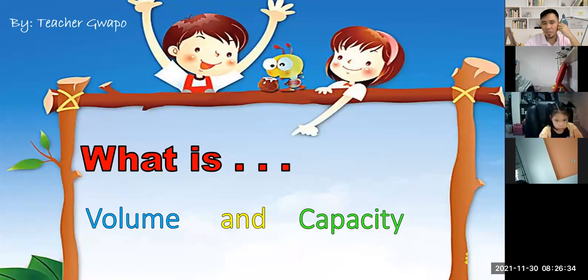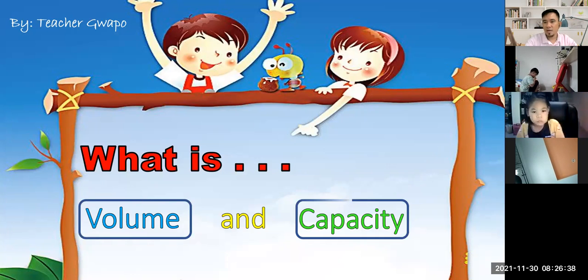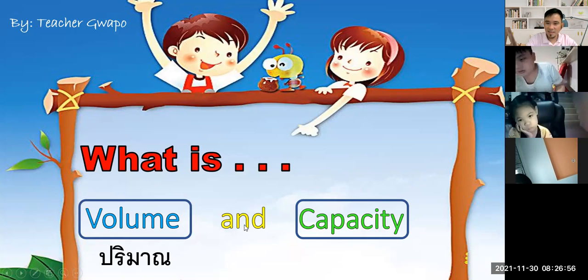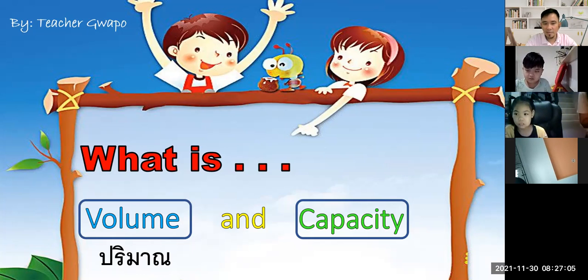So what is volume? What is volume and what is capacity? What is volume in Thai and what is capacity in Thai? Yes, Lokshuk, what is volume in Thai? Volume means pariman. Okay, thank you. So volume in Thai means pariman. So don't forget that one, okay? Volume แปลว่า pariman.